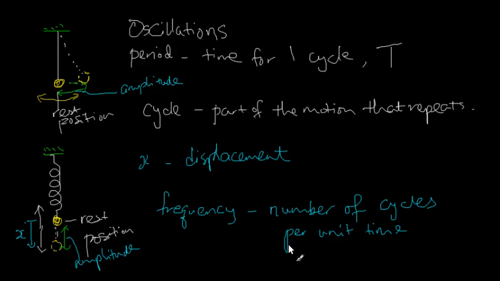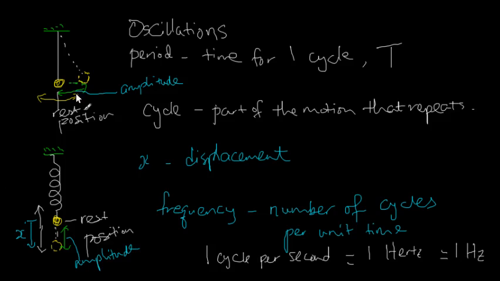Now there is actually a name for the SI unit of frequency, and it is this. If we have 1 cycle per second, then the SI unit given to this is called 1 Hertz. Short form is Hz. So meaning that if this swings 2 times in 1 second, then we say that its frequency is 2 Hz.